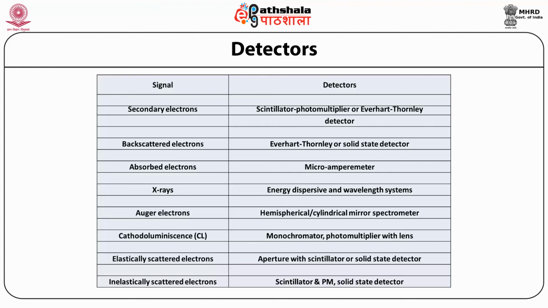For Auger electrons, hemispherical or cylindrical mirror spectrometers are used. For cathodoluminescence signals, the monochromator or photomultiplier with lens are utilized. For elastically scattered electrons, the aperture with scintillator or solid-state detectors are used. For inelastically scattered electrons, the scintillator and photomultiplier and solid-state detectors are used.